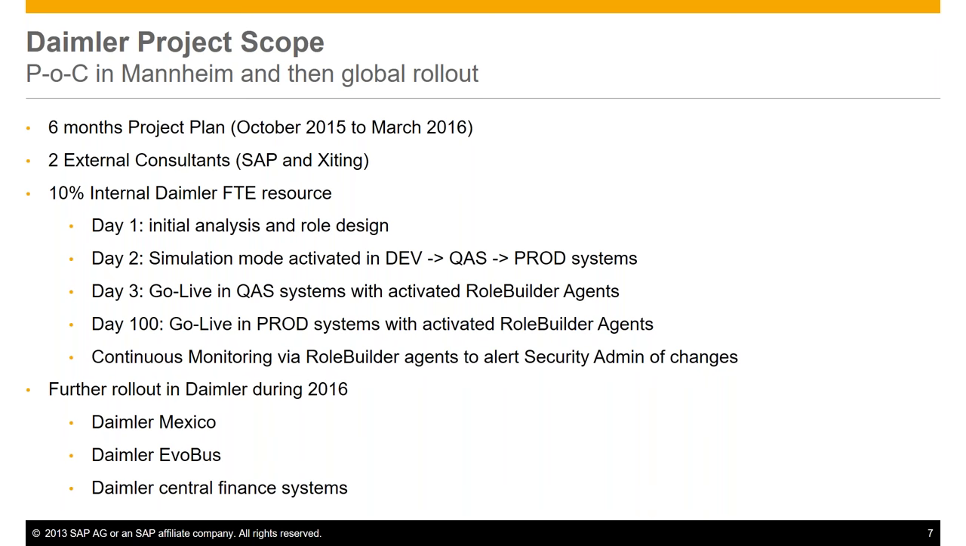And then on the third day, we went live already in the test systems, and we activated RoleBuilder agents to monitor the test systems. But the production systems, we had to give a lot of time. So in total, we didn't have 100 days work to do. We built the roles and let the simulation mode run and came back a month later to check what it had produced for authority checks which would have failed but didn't. And depending on the type of processing scenario, these sometimes could be activated, we could go live with them very quickly, and other more complex scenarios, we had to take up to 100 days until we got the final users live.